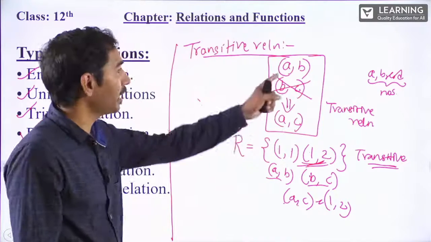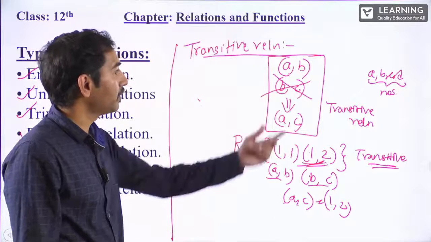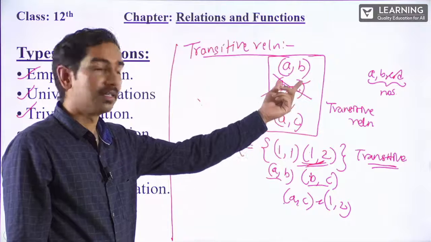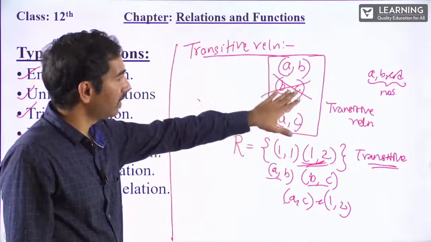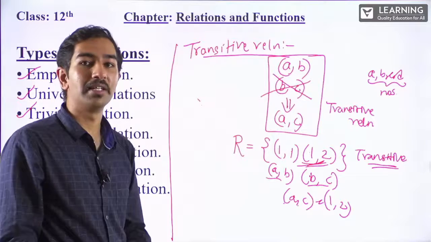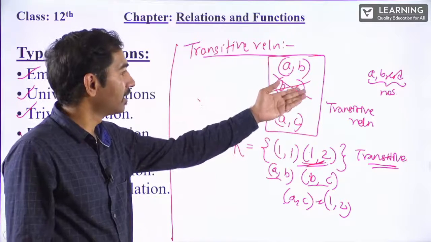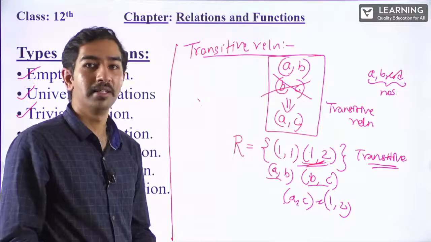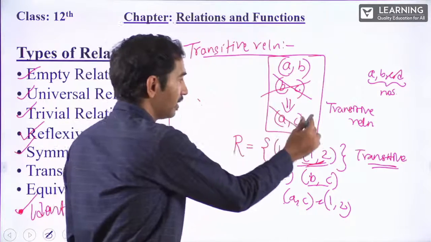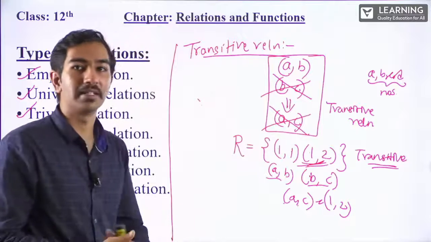Now, sometimes what will happen is that there will be (A, B), but there will be no (B, C). Sometimes in relations this will not exist. Then even if this is not existing, we can still tell that the relation is a transitive relation, because if (B, C) is not there, then how can we get (A, C)? But if this is there and this is not there, then we cannot tell that the relation is transitive.